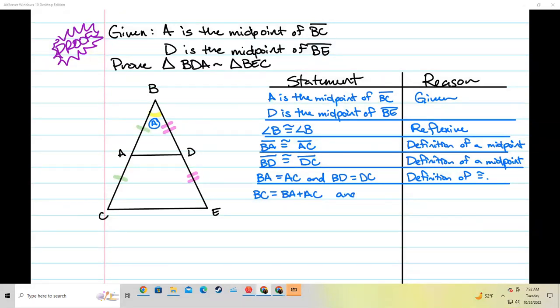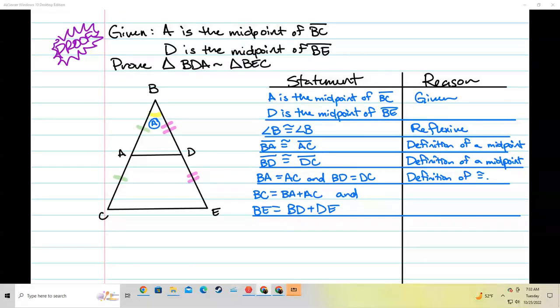And I can say the exact same thing over here. You see this big piece right here? It's equal to these two pieces put together. So I'm going to say segment BE is equal to BD plus DE. So all I'm saying is that big piece is equal to the two pieces put together.